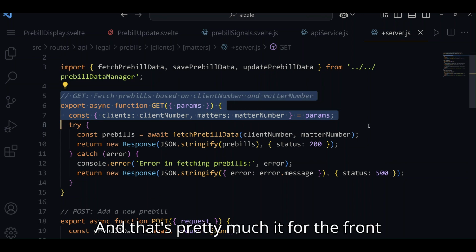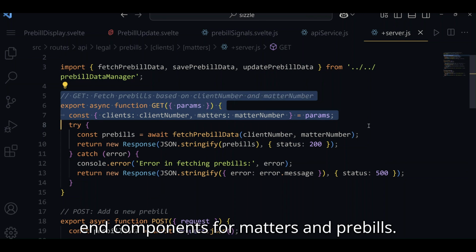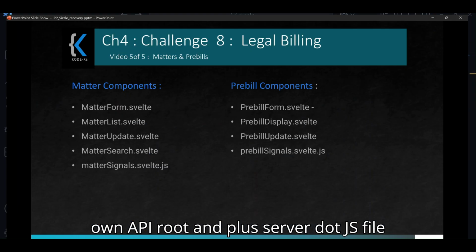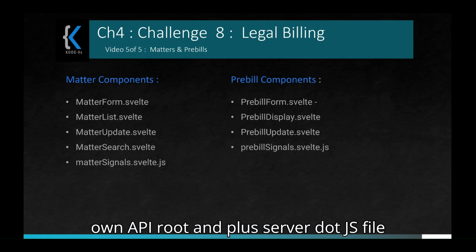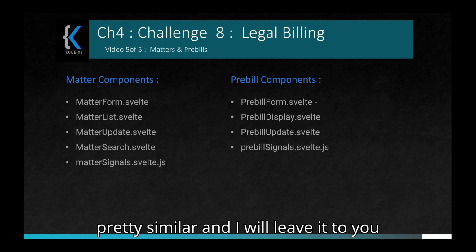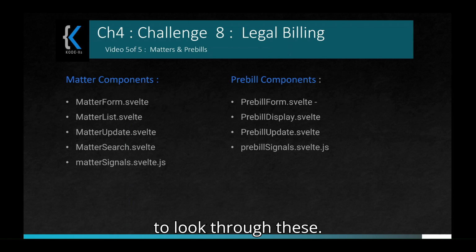And that's pretty much it for the front-end components for matters and prebills. As for the backend, each dataset has its own API route plus server.js file and data manager file. These are all pretty similar, and I will leave it to you to look through these. And that, my friends, is a wrap on Challenge 8, legal billing.